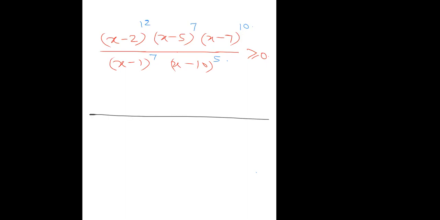Number line: 1, 2, 5, 7, 10. Open, open, closed, closed, and closed. Right? Any value greater than 10, I am deliberately giving, so you do not have to concentrate on that. It's 10 going.